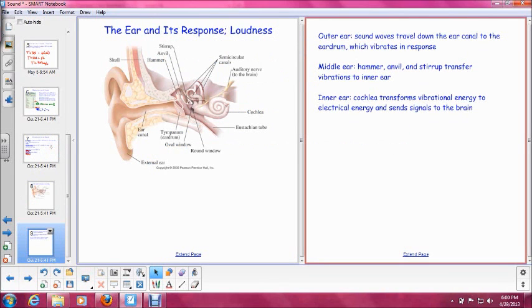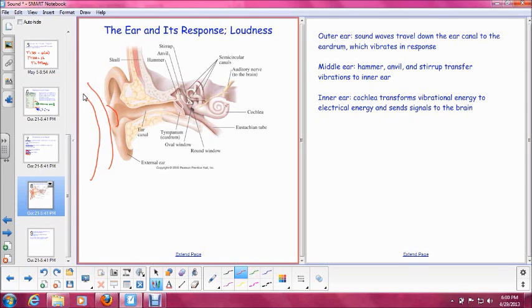Now, what do all of these things do? Well, the outer ear is the ear canal, which channels the sound waves to your eardrum. As the sound waves come in, they get channeled down your ear canal like this, and that's why your ear is shaped like a cone, so that it can pick up and bring in as much sound wave as possible. When it gets to your eardrum, it will vibrate back and forth with the frequency of the sound wave. Your eardrum vibrating transfers those vibrations to the hammer, anvil, and stirrup. Those three little bones all work together to vibrate, to transfer that sound energy. At this point, it's still mechanical energy, it's still vibrations.